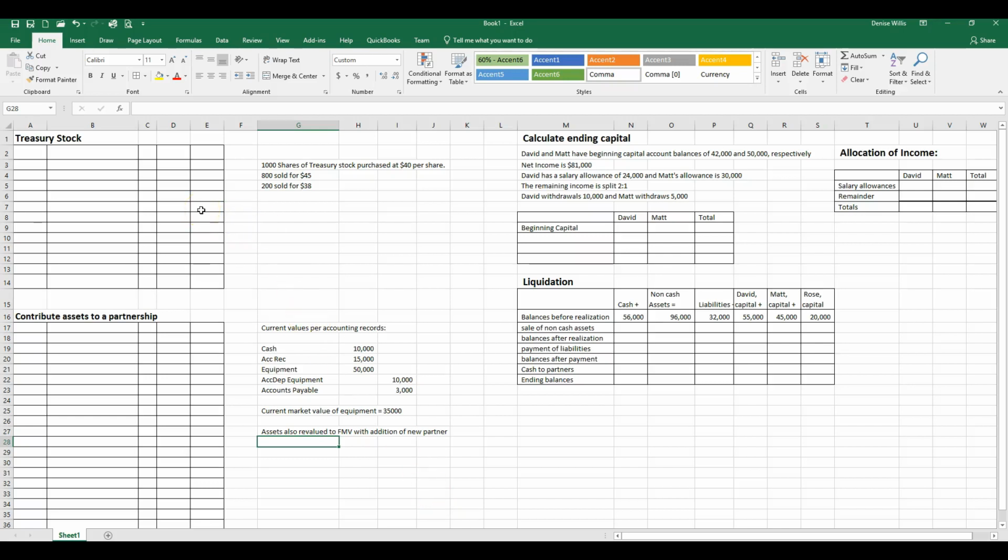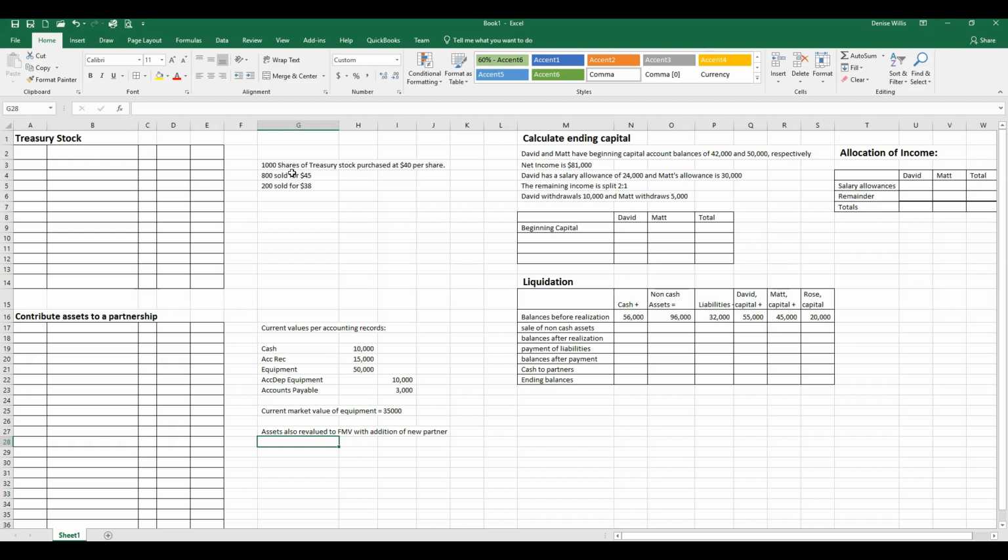Okay, here's the part we didn't get to when we were reviewing. Treasury stock is the last concept that we did not cover when it came to corporations. We'll finish that and then we'll move on into partnerships, which is chapter 12. Okay, we're going to buy some treasury stock and then we're going to sell the treasury stock.